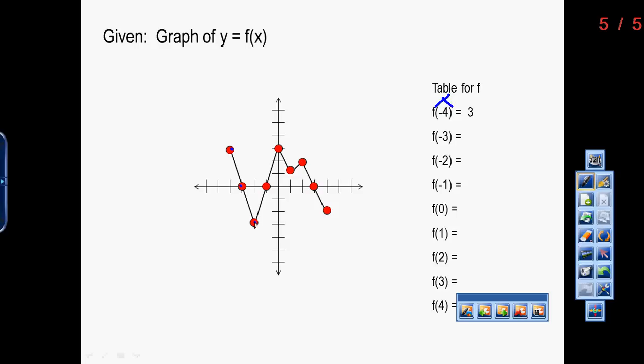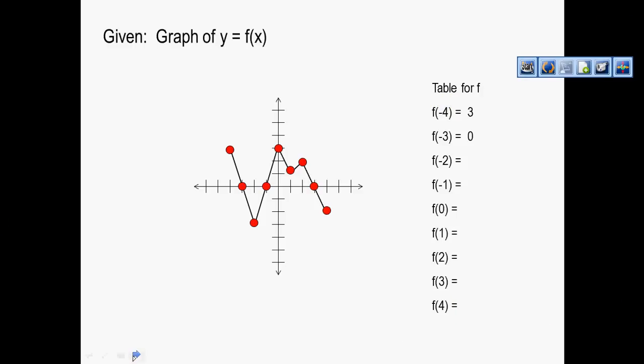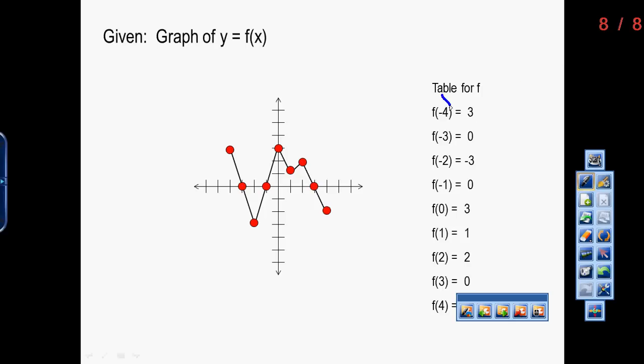So go ahead and finish filling out your table. Pause the video if you need a minute because I'm going to show the answers. All right, so that's what we should have gotten for our y's. So when I plug in, remember you're looking at your x value to figure out what your y value is. So I'm looking at this x value to determine what my y value is. Don't get confused on that.